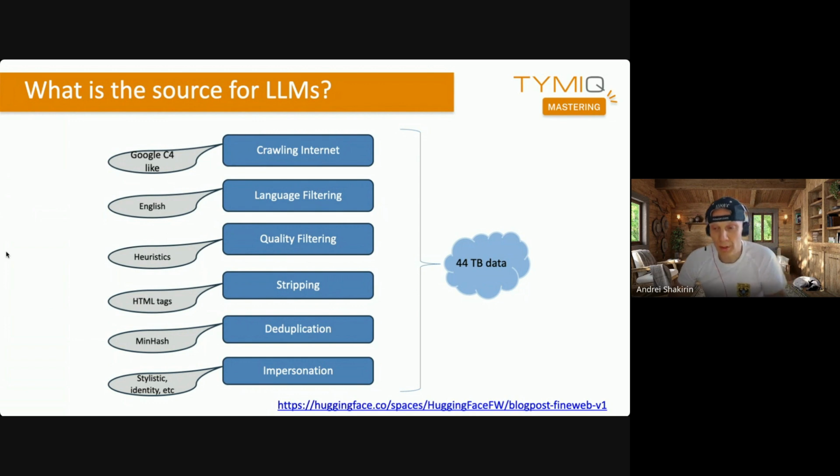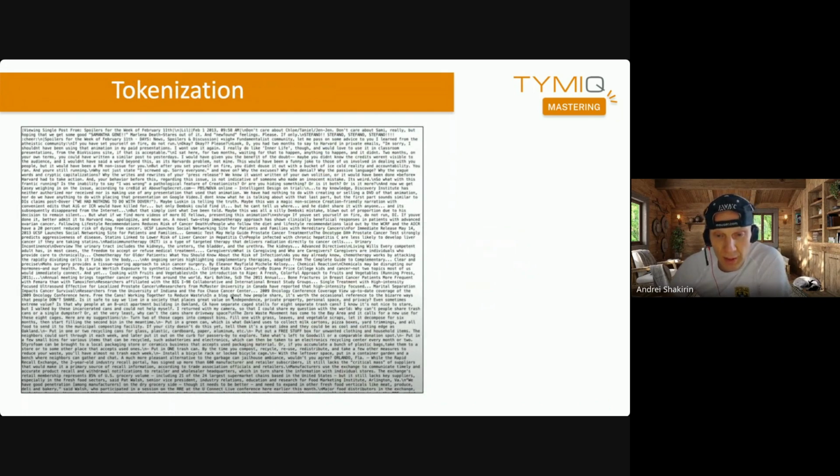Good, we now have this huge array of data with the text. What is the next step? We still would like to somehow train the model so that it will answer our questions and make some decisions. The next step is tokenization.